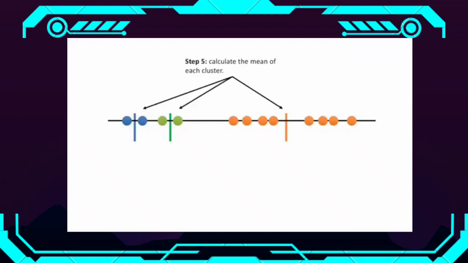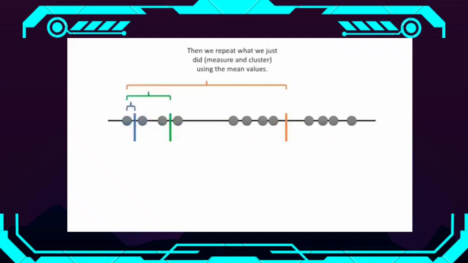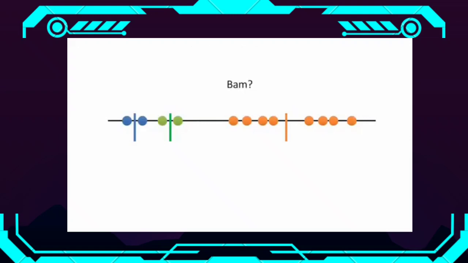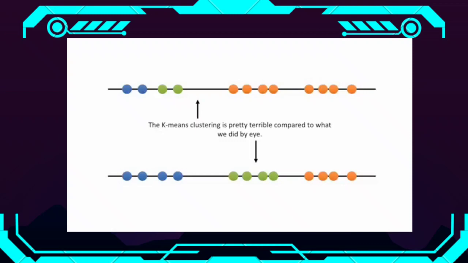Step 5. Calculate the mean of each cluster. Then we repeat what we just did, measure and cluster, using the mean values. Since the clustering did not change at all during the last iteration, we're done. Bam! The K-means clustering is pretty terrible compared to what we did by eye.